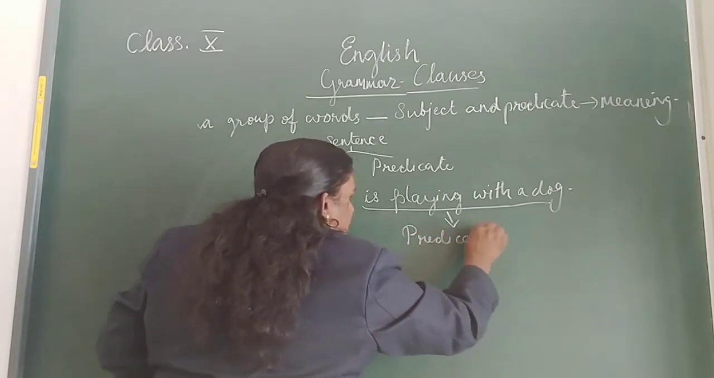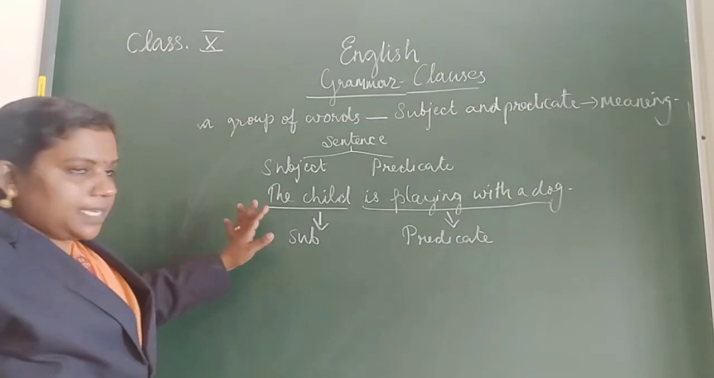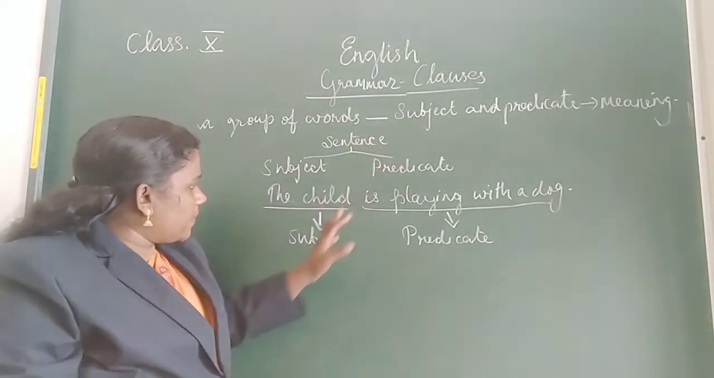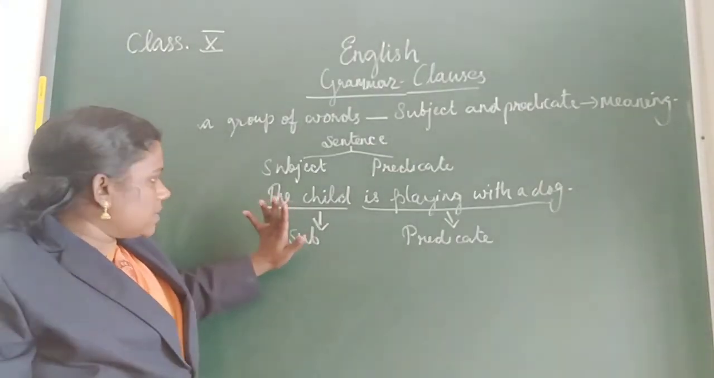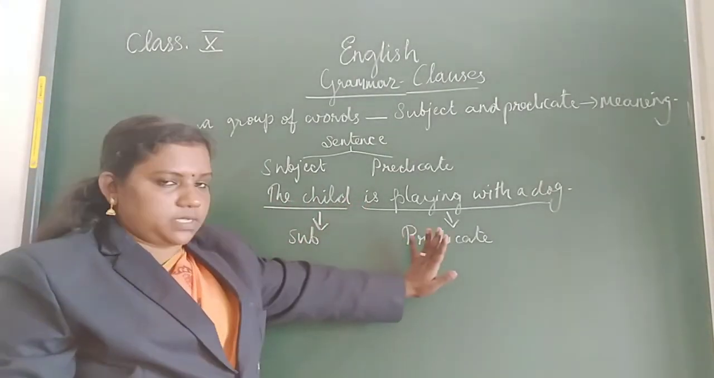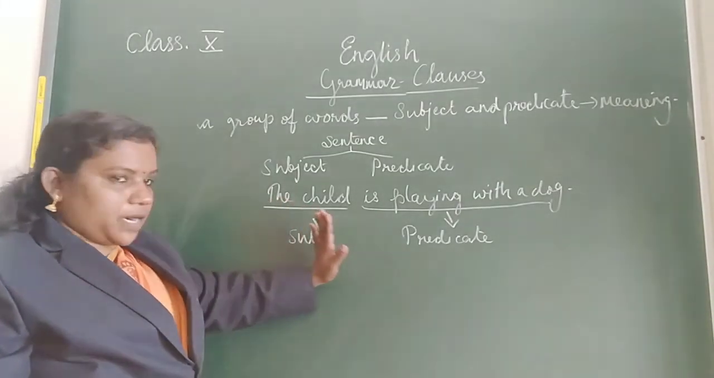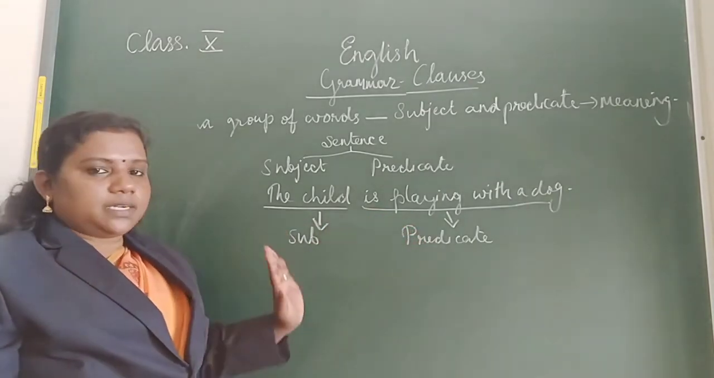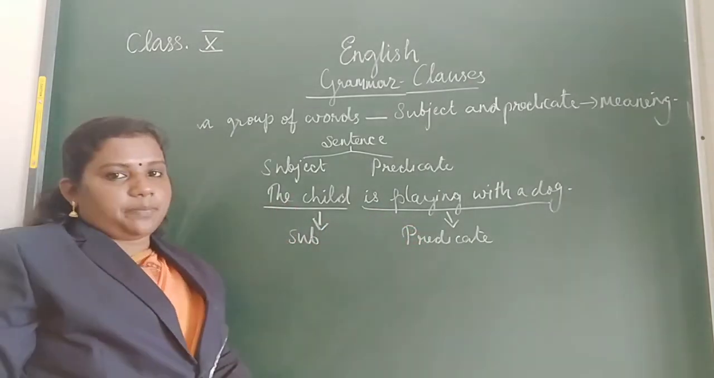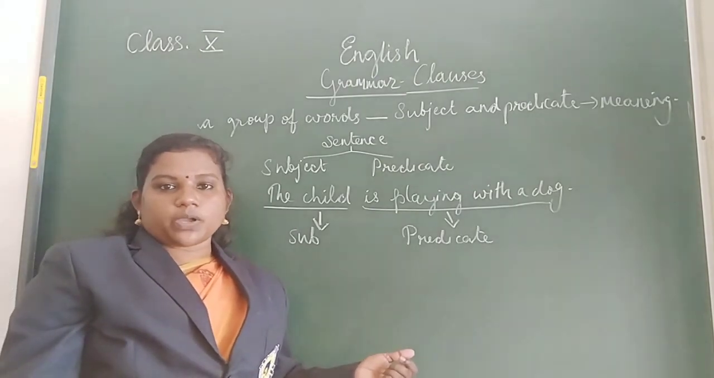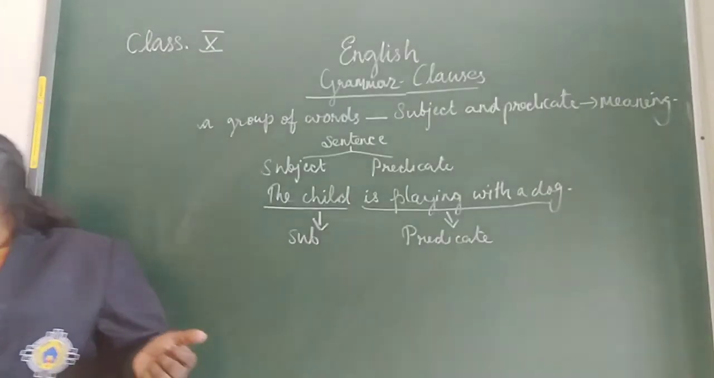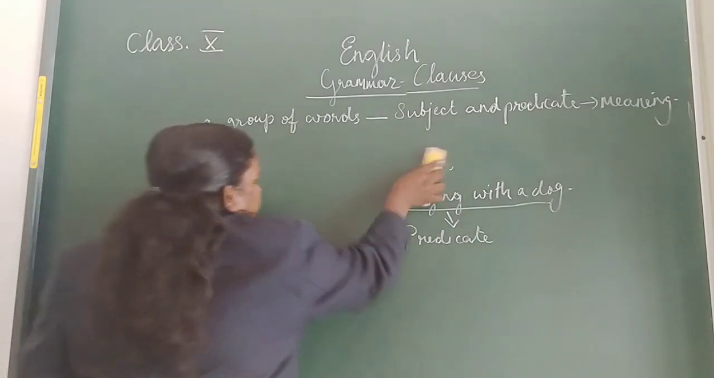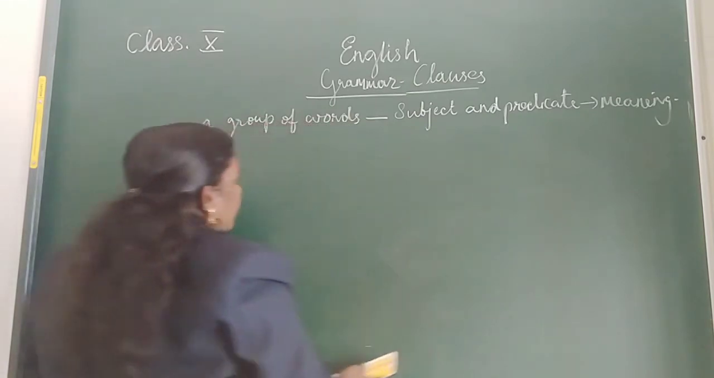So now, in a clause, what will be there? There will be a subject and predicate. This is a clause. It's a part of a sentence. Child is playing with a dog: here, subject and predicate is there. Okay, students, here we can go once again to the clause. What is a clause?